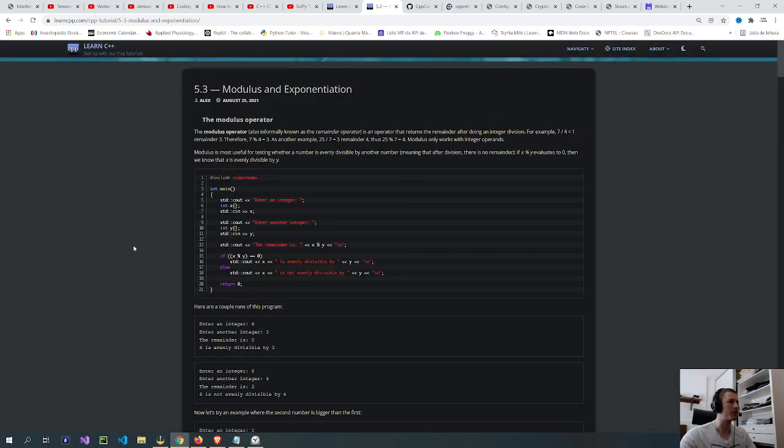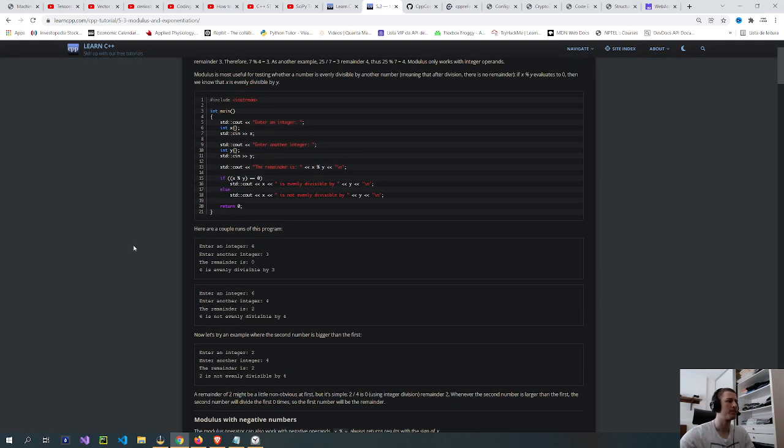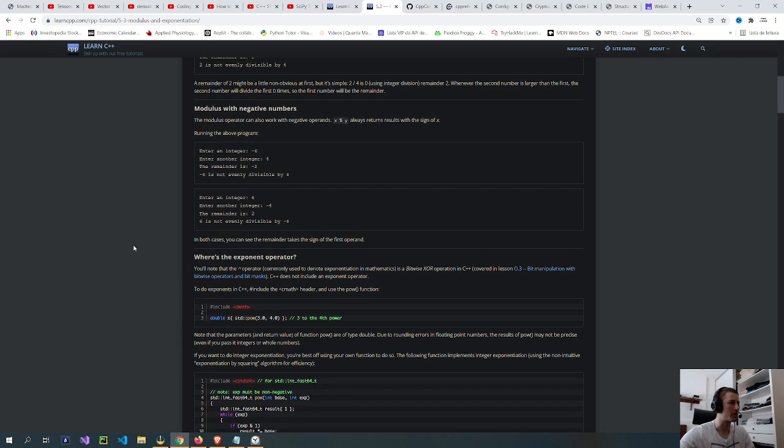Modulus and exponentiation. The modulus operator, also informally known as the remainder operator, is an operator that returns the remainder after doing the integer division. I'm gonna skip this because I already know.